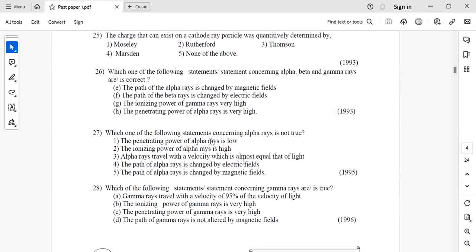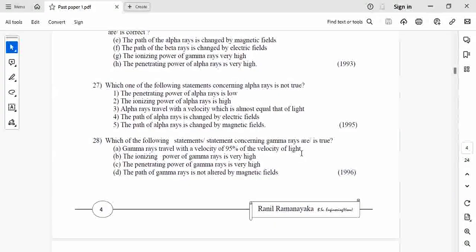They ask about alpha. Penetration power of alpha is low. True. Ionization power is high. True. Alpha cannot travel at the speed of light. Only gamma travels at the speed of light. Okay, the third one is the wrong one.